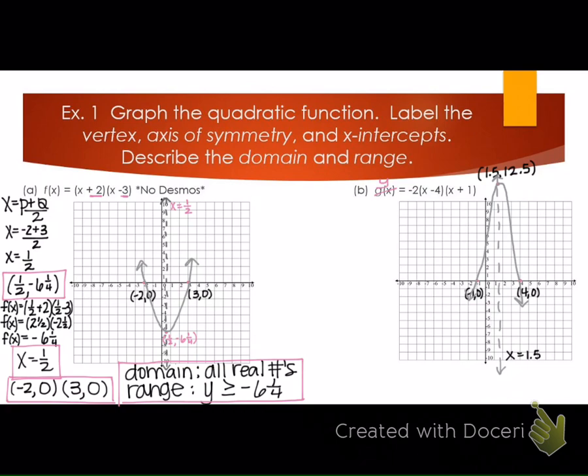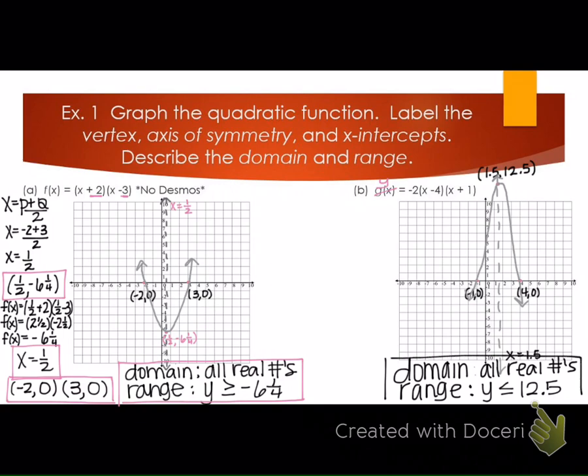All right. Now, the last thing we got to do is the domain and the range. What is the domain of this parabola? All real numbers. Good. And what is the range of this one? Let's see what somebody can do on this one. TJ. Y is less than 12. Not 12. What's that highest y value? It's the y coordinate of your vertex. 12.5. Very good. But y is less than or equal to, because the parabola opens down, and that very highest y coordinate is 12.5.